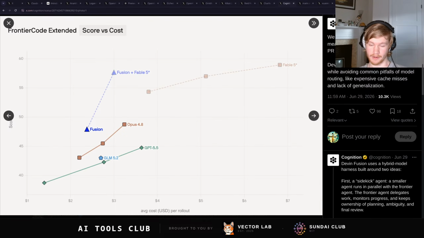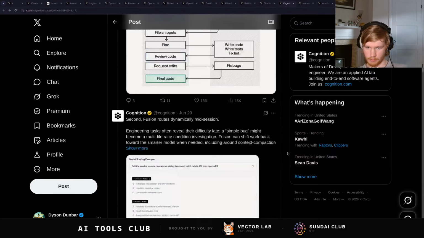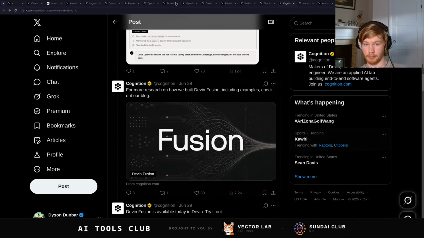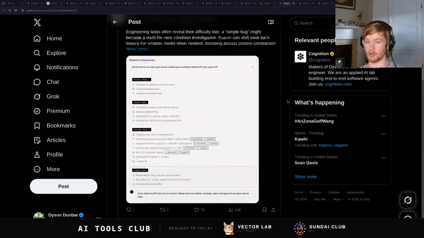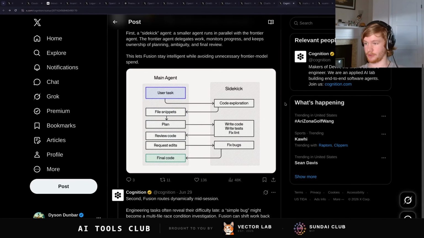And so, yeah. I think this is a good implementation of a model routing system where you have very clearly defined paths for the 2 models to take.